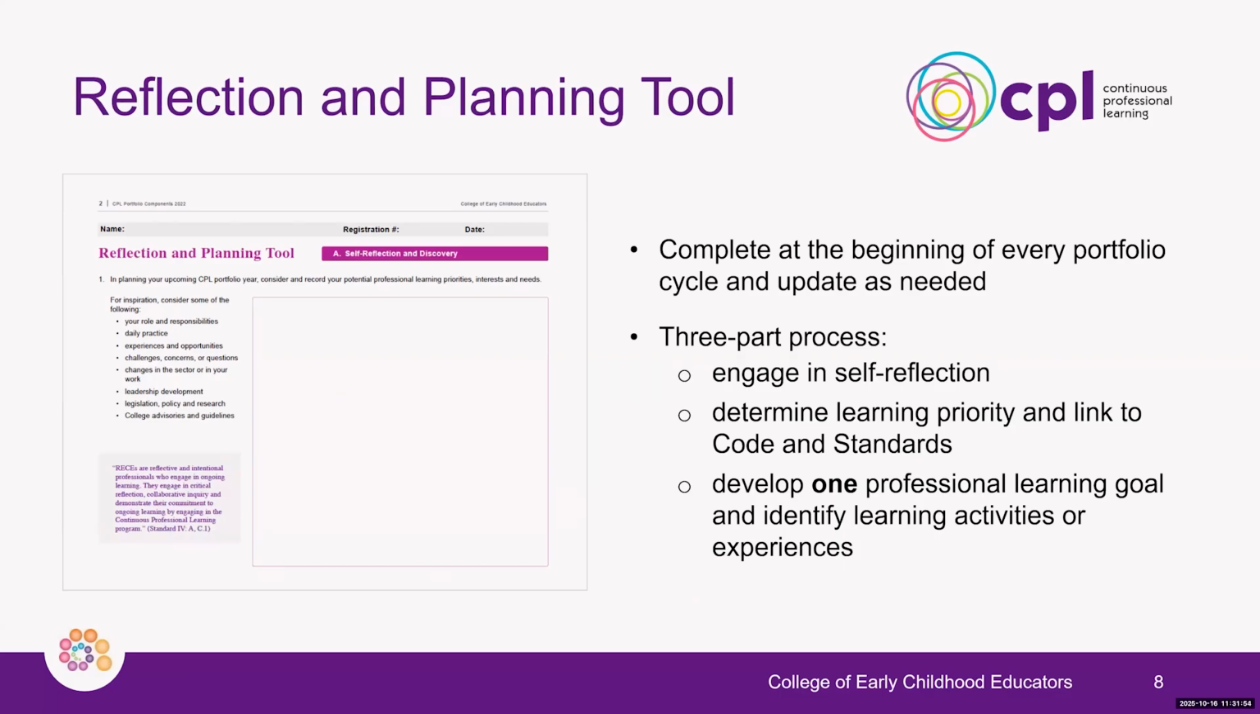On this slide, you see a snapshot of what's inside the CPL handbook, the reflection and planning tool, which serves as the starting point of the whole process. This tool is completed at the beginning of each new portfolio cycle and can be updated as needed throughout the process. It follows a three-part structure designed to facilitate self-reflection and a review of the code and standard. It also helps you develop one professional learning goal and identify learning opportunities that will support you in achieving this goal.